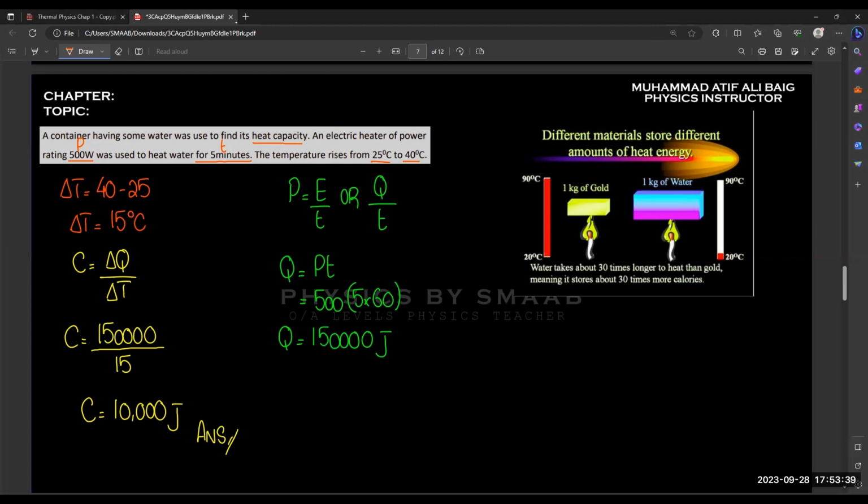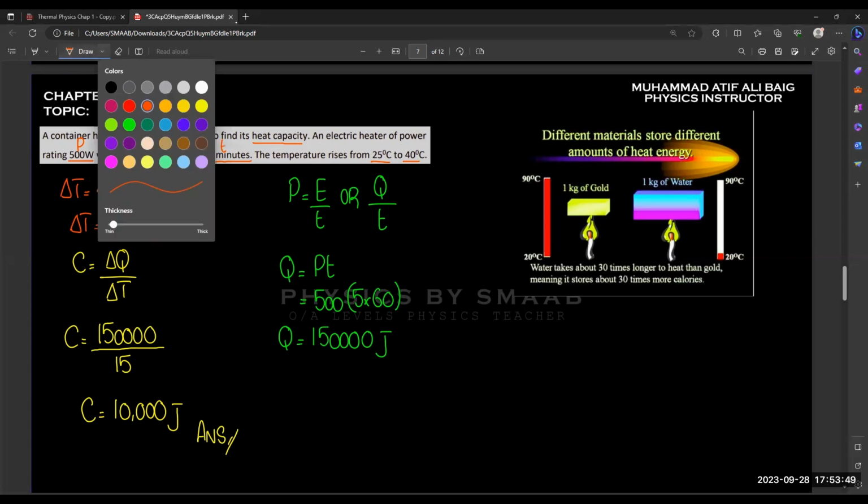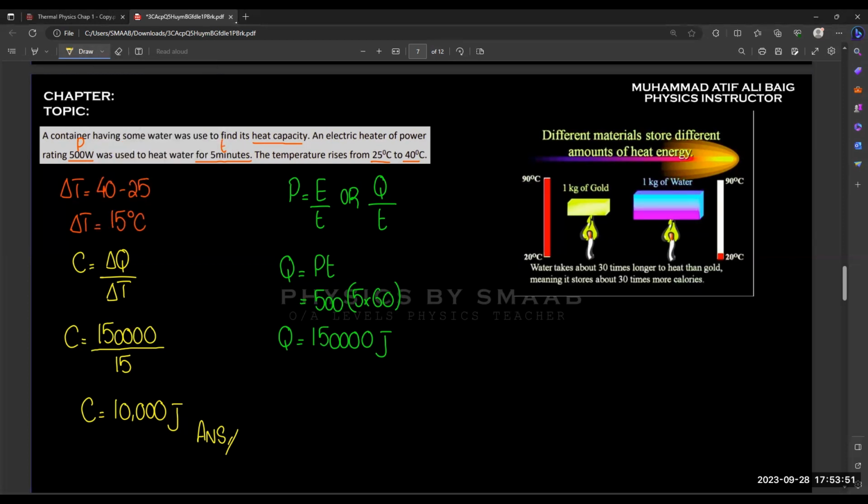Sir, you wrote 10,000 joules. Isn't it joules per degree Celsius? Yes, sorry. That is specific heat, joules per degree Celsius. So can we say 10 kilojoules per degree Celsius? Would that be allowed? Basically, I'm not sure. We are just working with the basic formula.